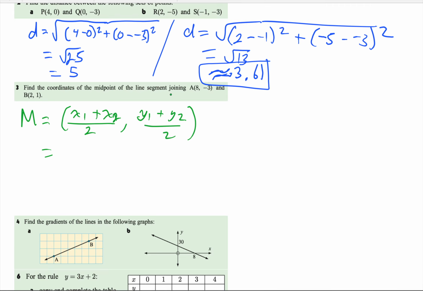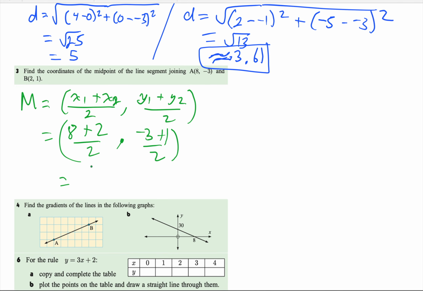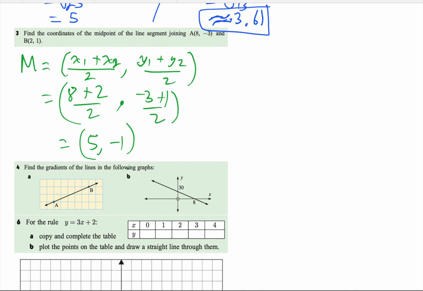So you simply put these numbers in. You've got 8 plus 2 over 2 for the x coordinate. For the y coordinate, we've got negative 3 plus 1 over 2. And that gives you 10 divided by 2, which is 5. And this is negative 2 divided by 2, which is negative 1. There you go, that's the midpoint.